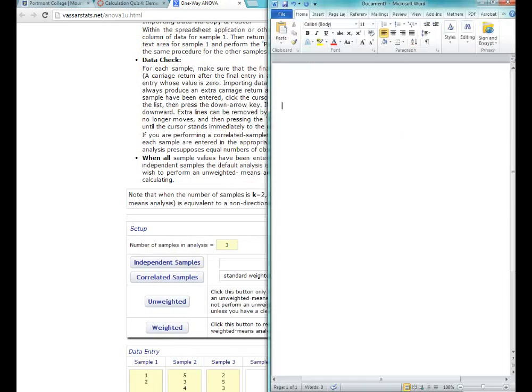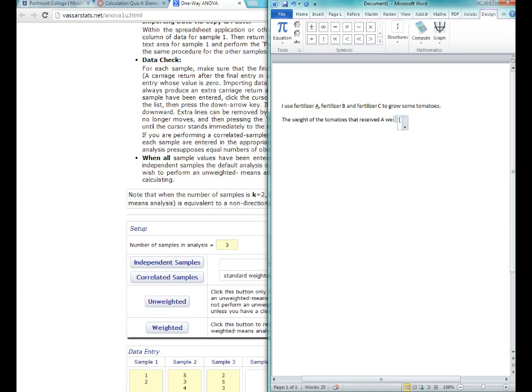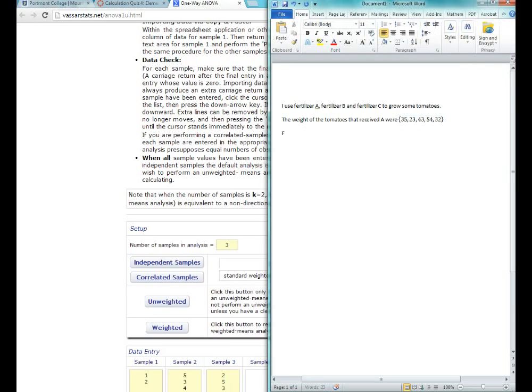Okay, so let's make ourselves up a problem. I use fertilizer A, fertilizer B, and fertilizer C to grow some tomatoes. The weight of the tomatoes that received A were, let's put some numbers here, let's say something like 35, whatever it is, grams, and then 23 grams, and then 43 grams, and then 54 grams, and maybe 32 grams. For B, let's say that we actually had a different number here.